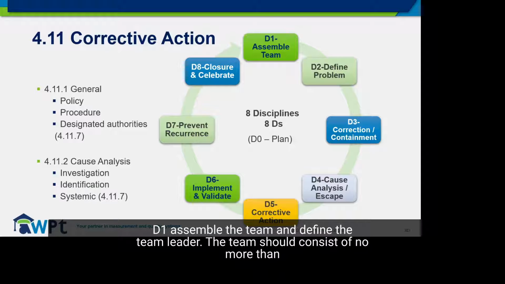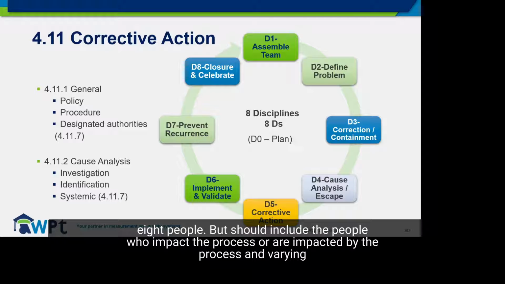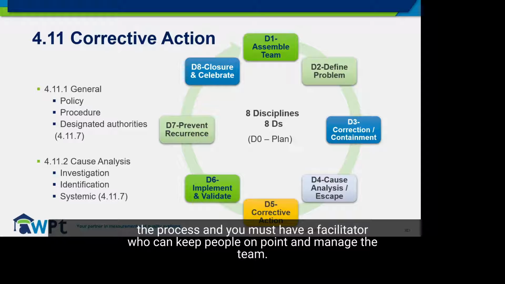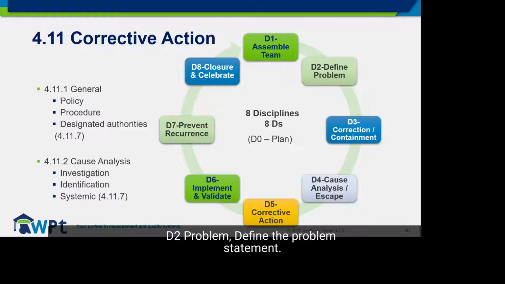1. Team. Assemble the team and define the team leader. The team should consist of no more than 8 people, but should include the people who impact the process or are impacted by the process in varying levels of personnel. Include the naysayers, the yes men, and everyone in between. They must be familiar with the process, and you must have a facilitator who can keep people on point and manage the team.